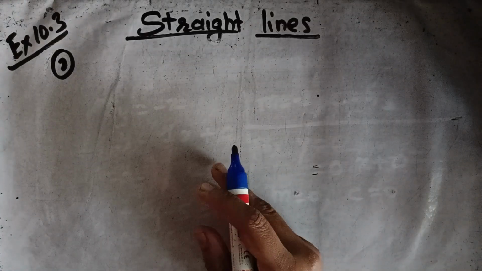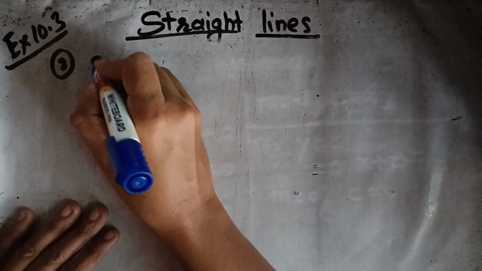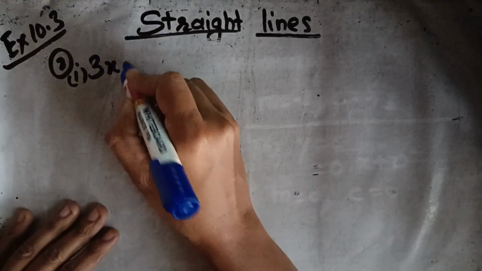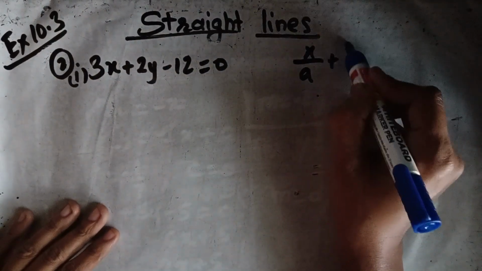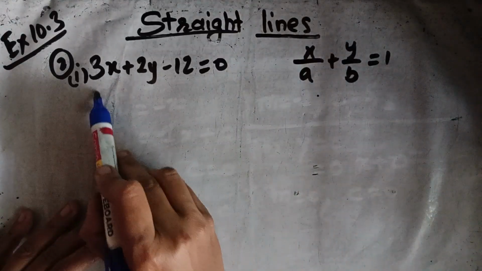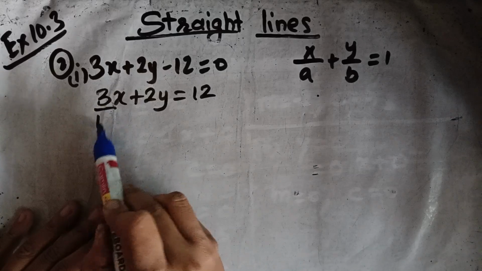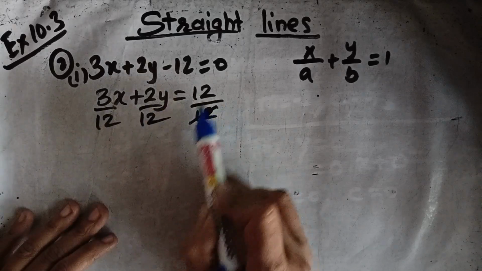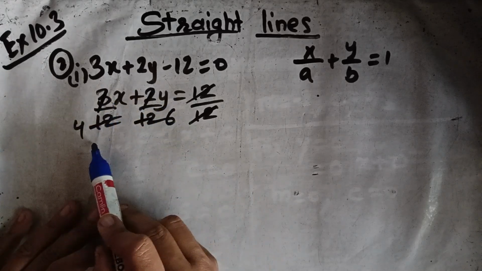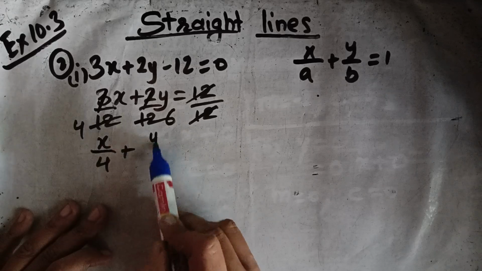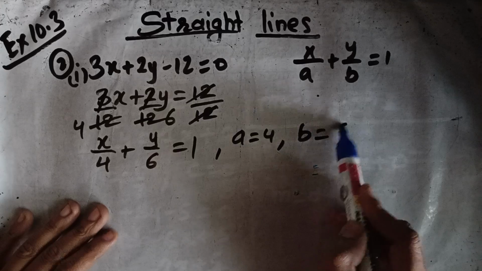Second question, reduce the following equations into intercept form and find their intercepts on the axes. Equation is, so we have to write it in the intercept form. So this is equal to 12, divide by 12. So x upon 4 plus y upon 6 equal to 1. So a is 4 and b is 6.